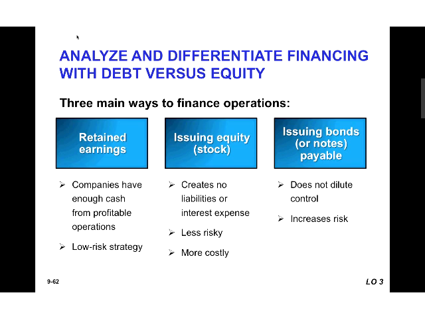This does not dilute control, meaning we don't give any ownership up. If we as a company issue bonds, we are not giving up ownership. We are simply saying we'll pay you back. Issuing bonds increases risk. The reason we say it increases risk is because when we issue a bond, we are required to pay interest on that bond according to terms. So whether we have a lean year or a really good year, we still have to pay the interest.